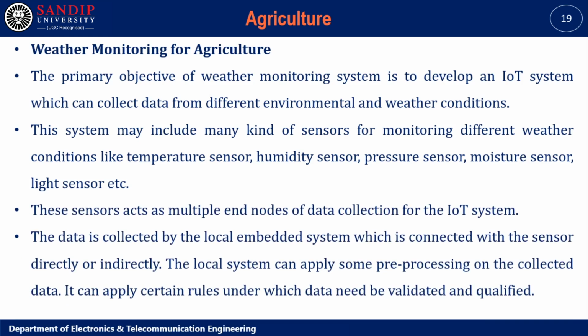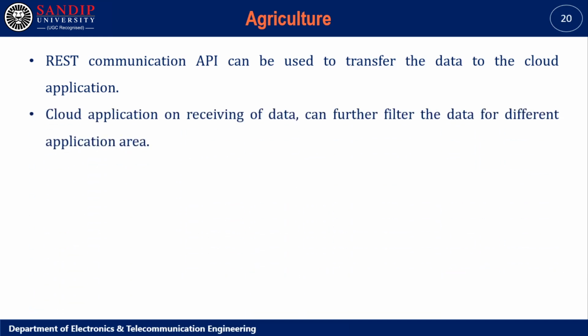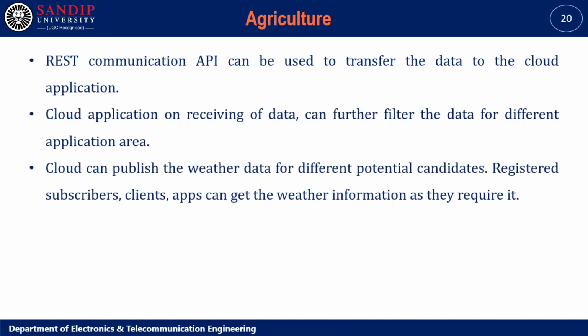The data is collected by the local embedded system which is connected with the sensor directly or indirectly. The local system can apply some pre-processing on the collected data. It can apply certain rules under which data need to be validated and qualified. A REST communication API can be used to transfer the data to the cloud application. The cloud application, on receiving data, can further filter the data for different application areas. Cloud can publish the weather data for different potential candidates; registered subscribers, clients and apps can get the weather information as they require it.